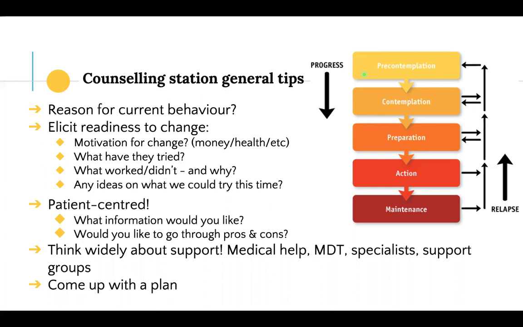And then also just think widely. Think widely about support. So think about referring the patient to support groups, other specialists, and a multidisciplinary team. For example, in a patient who is obese and needs to lose weight, your multidisciplinary team could include a dietitian, depending on how high their BMI is. It could be an endocrinologist. Well, you basically will encourage them to exercise. Yeah, so quite a few people involved.